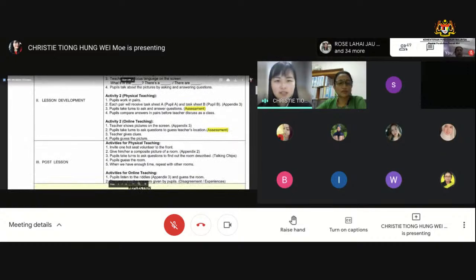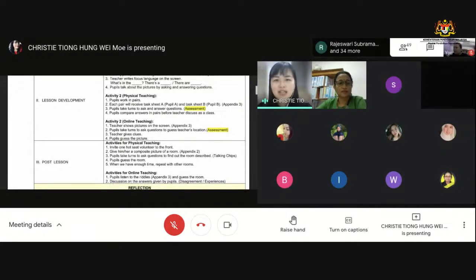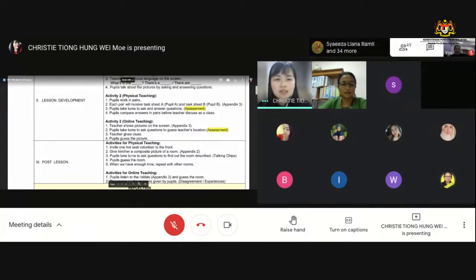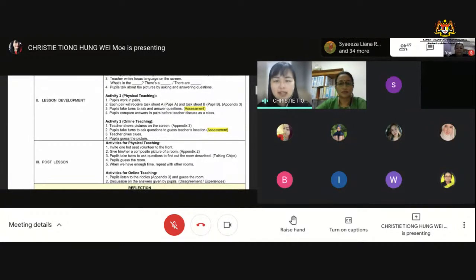For my second activity, for physical teaching, the pupils will need to work in pairs, and each pair will receive task sheet A and task sheet B. Later on I will show you the example. So pupils will take turns to ask and answer questions.